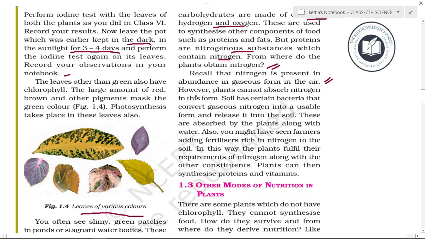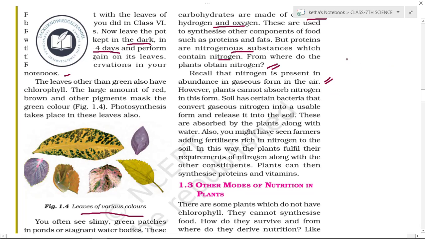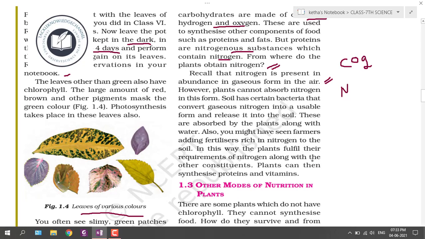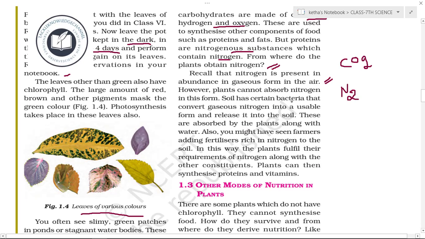However, plants cannot absorb nitrogen in this form, so it cannot absorb nitrogen from the air. Instead it absorbs nitrogen from the soil. Soil has certain bacteria that convert gaseous nitrogen into a usable form and release it in the soil. These are absorbed by the plants along with the water.